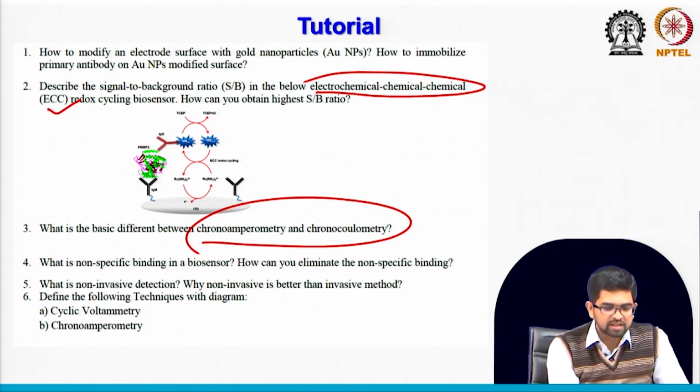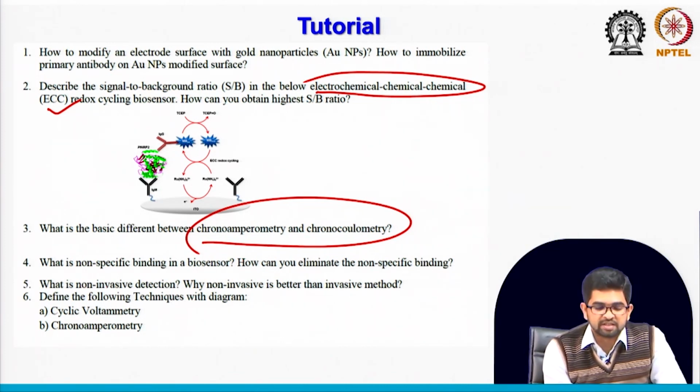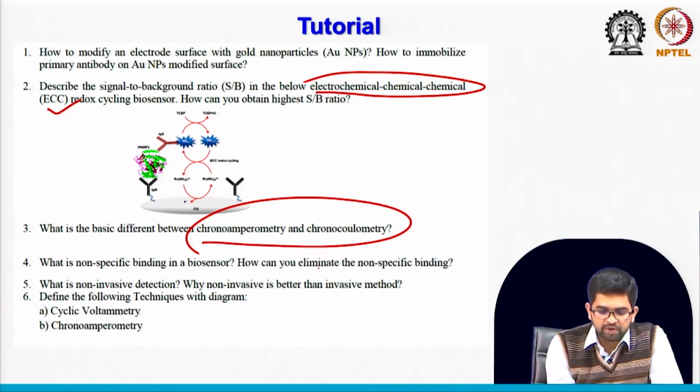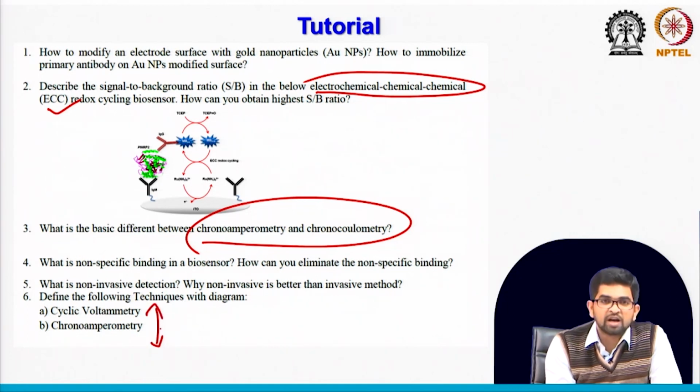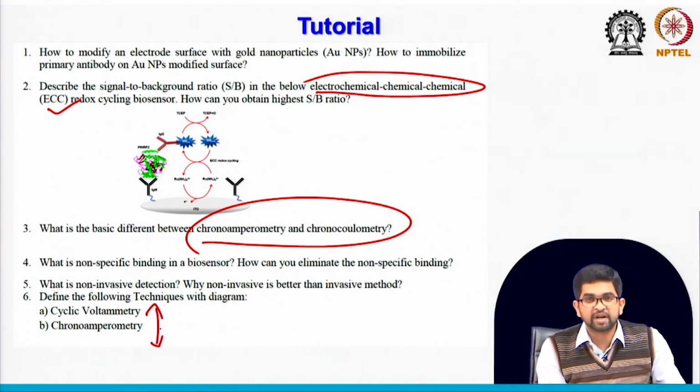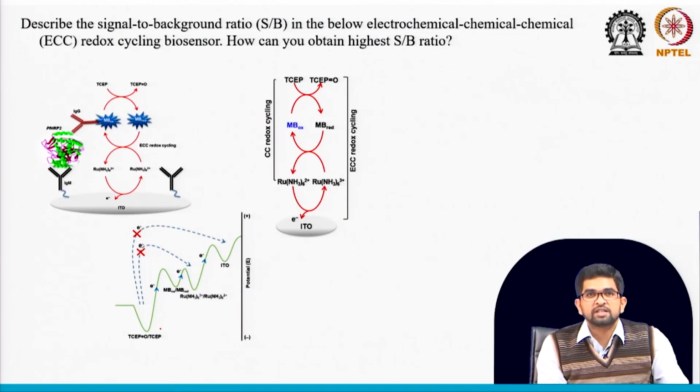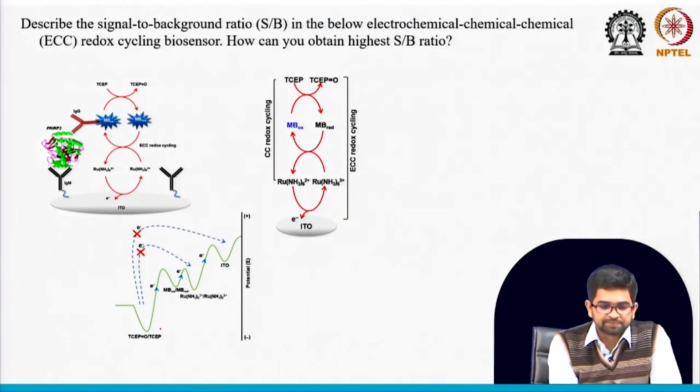Then what is the non-specific binding of a biosensor? You know all about non-specific binding; let me show you the answer. Then how we can eliminate it, and what are non-invasive detections, and why non-invasive is better than other invasive approaches. Then you can define the different techniques. So how much you have to write, and how to write in a good way to get good marks. So let's come to all the questions one by one.